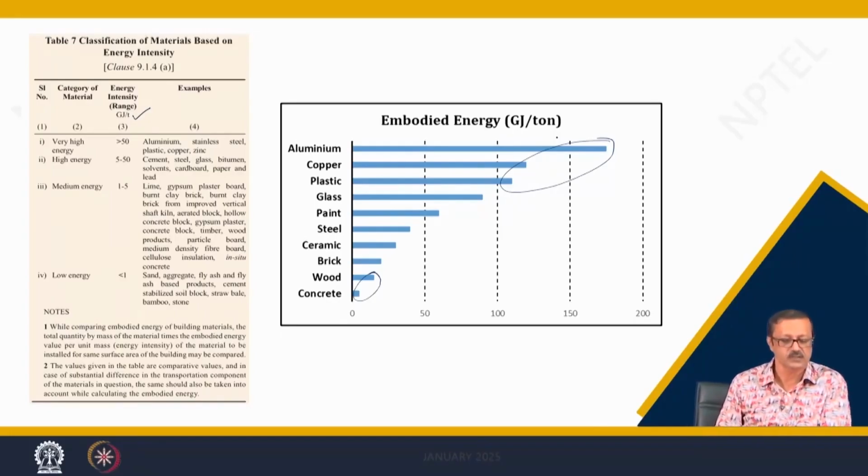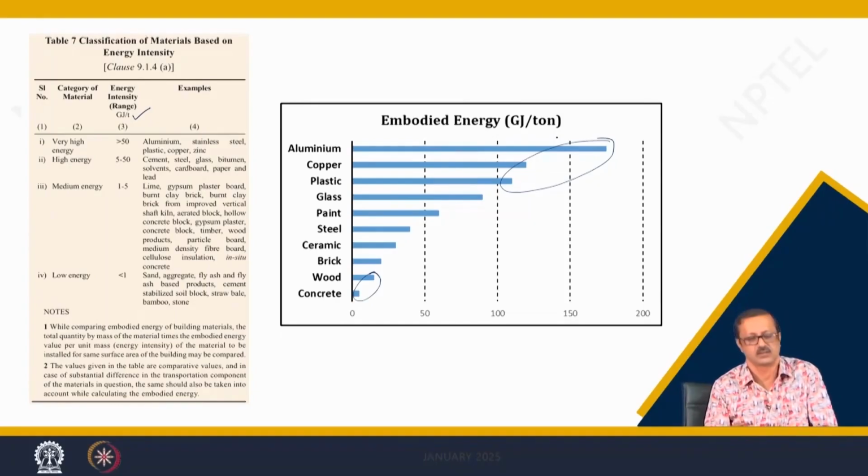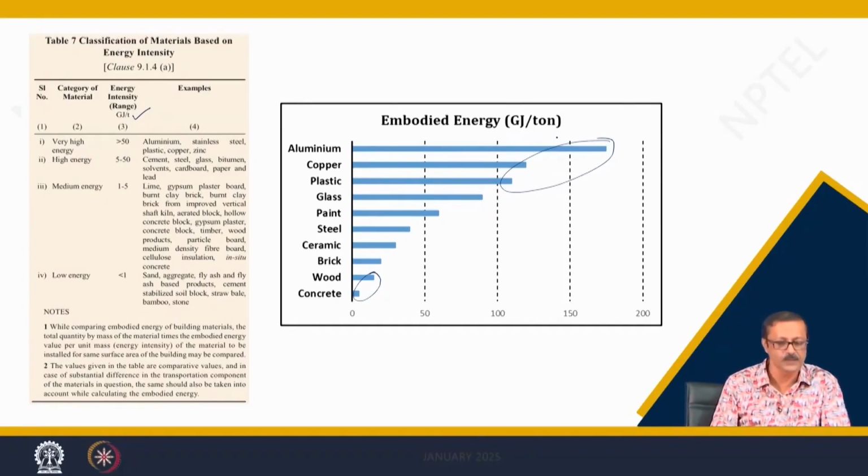In the case of materials like cement, then again steel, which is not the stainless steel but the reinforced mild steel, and glass, bitumen, some solvents, cardboard and papers, these are a little bit less, but also categorized as very high energy materials, 5 to 15. But out of this slot, steel and cement are high. I mean high in the sense that we require them in high quantity in our construction.